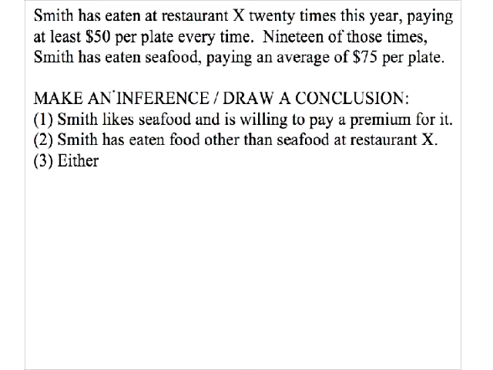So what I'm going to do is erase your answers, and I'm going to have you give me A, B, or C for this. So let's take the numbers away and put letters in there. Give me an A if your inference or conclusion is that Smith likes seafood and is willing to pay a premium for it. Give me a B if your inference or conclusion is Smith has eaten food other than seafood, at this restaurant. And give me a C if your conclusion is either of those two could be right. So go for it. Again, please use the answer buttons to do this.